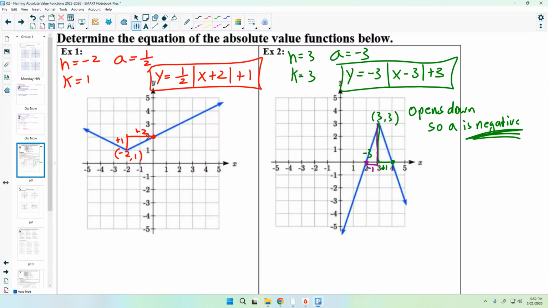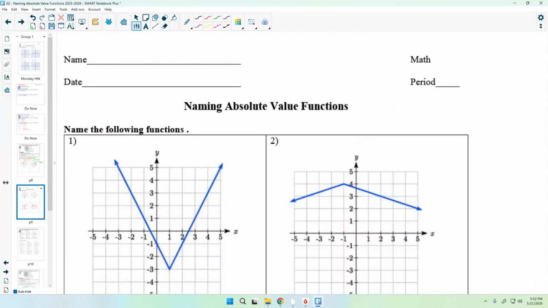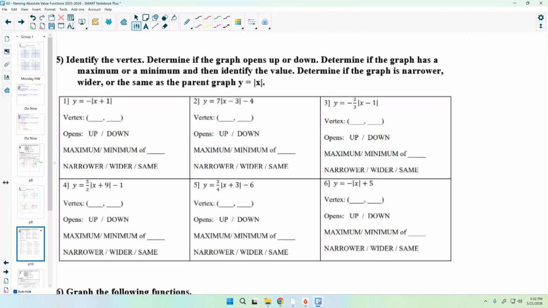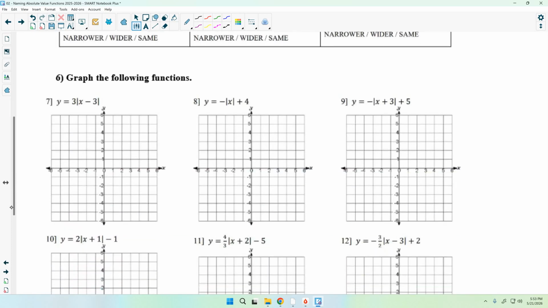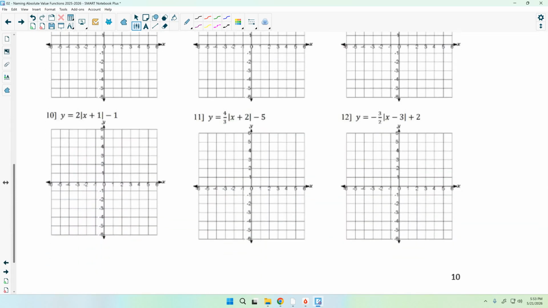So in our classwork today, we have a little bit of a mix, naming our absolute value functions and then getting back into describing those transformations. So finding the vertex, talking about if it's opening up or down, if something has a maximum or a minimum, so I'm going to circle it, and then that maximum would be the y value of our vertex point. All right, and then just a little bit more graphing practice as well.